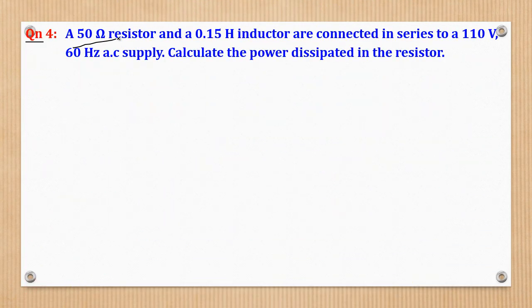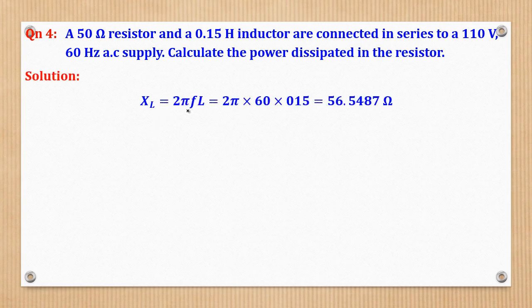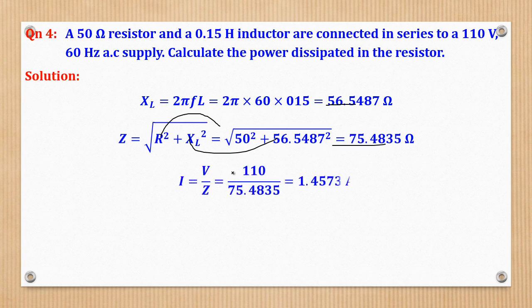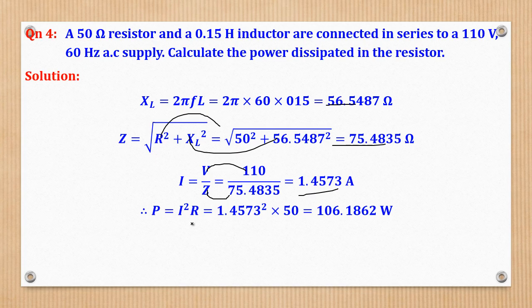Question 4. A 50 ohm resistor and a 0.15 Henry inductor are connected in series to a 110 volt 60 Hz AC supply. Calculate the power dissipated in the resistor. So first, inductive reactance is given by 2 pi FL, which is that. Then impedance is the square root of R squared plus XL squared to give you this. Total current is V, the total PD, over Z to give you this. But they want power, so I can come and say that power is I squared R.